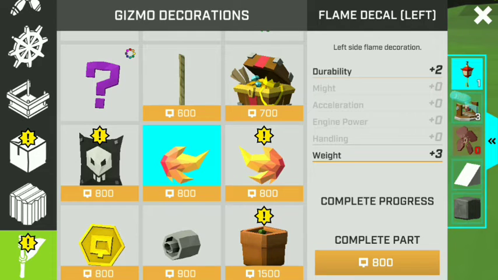Okay, so the next thing that we'll be having is number 2. So we have the flame decal. I don't know why it's called flame decal. So left and right, they're both on the second spot. Okay, so why is this good? You can actually add the effect of your gizmo having a booster by adding some fancy thing.